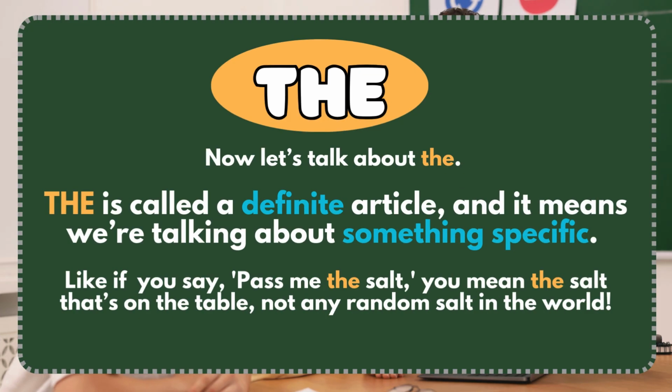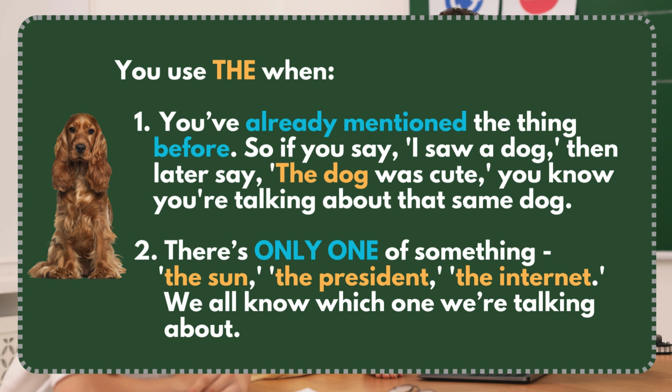Now let's talk about the. This is called a definite article. It means we're talking about something specific. Like if you say, pass me the salt, you mean this salt that's on the table, not any random salt in the world. You use the when you've already mentioned the thing before. So if you say, I saw a dog, and then later say, the dog was cute, you know you're talking about that same dog. Or when there is only one of something: the sun, the president, the internet. We all know which one we're talking about.